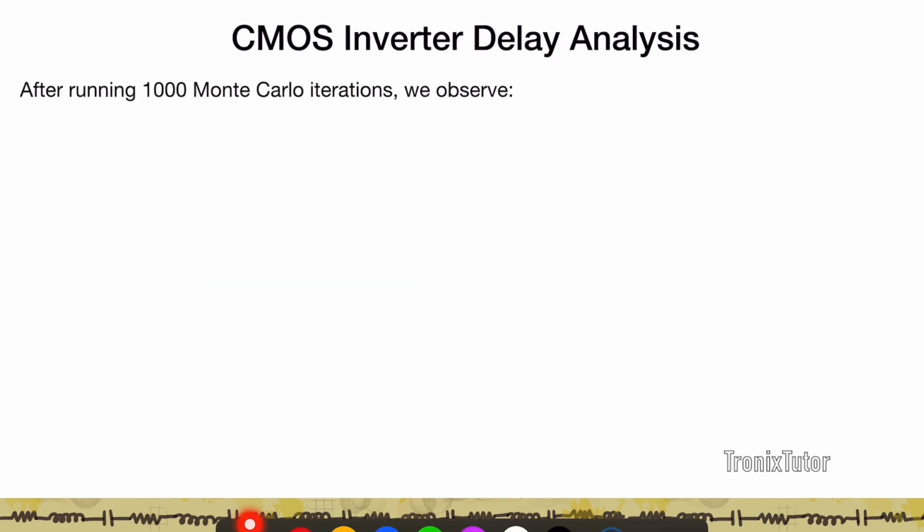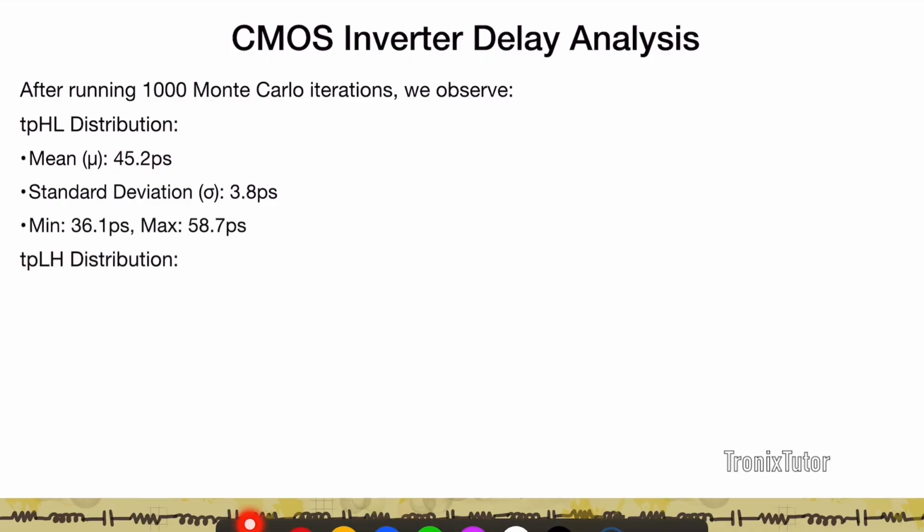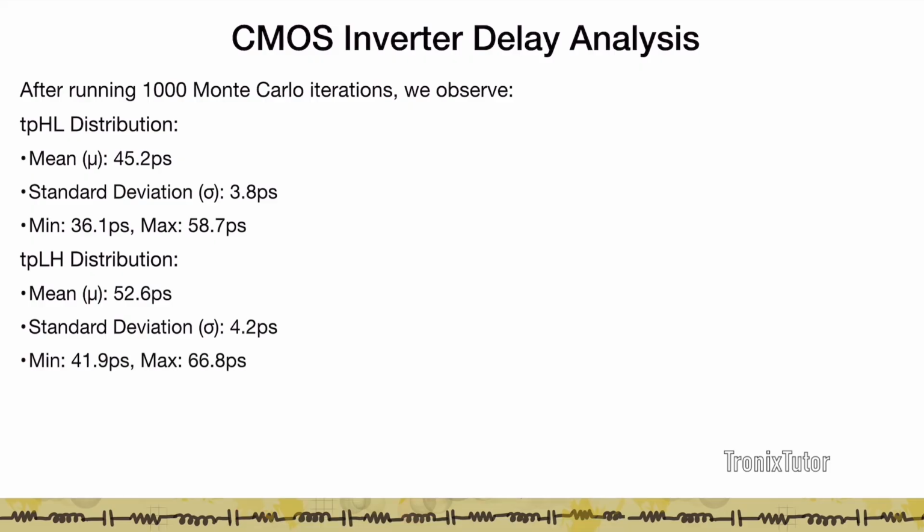And so suppose I've run these 1000 Monte Carlo simulations. Say I observe something like this. I see that my high to low delay has a mean of 45, a standard deviation of 3.8, and a min and max. So this is over 1000. As I do more simulations, I'm going to get the distribution to be tighter, right? And what you see is the distribution converging to what the actual variation in the process would be.